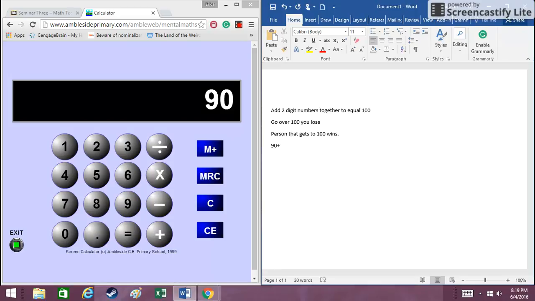So I put 90 plus. Second kid, this is an easy one. Hopefully they're going to know that it's a 10. And that equals 100. All right, so new game, always hit this button. I like this one because it makes that fun noise.